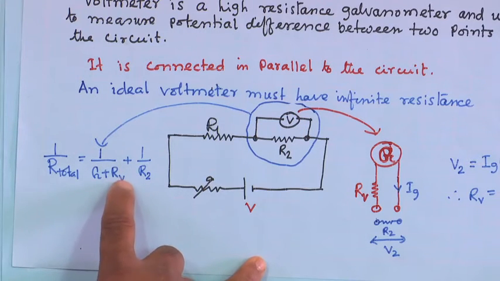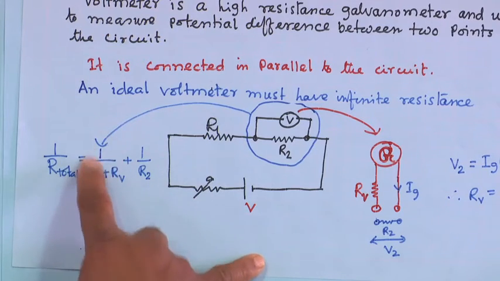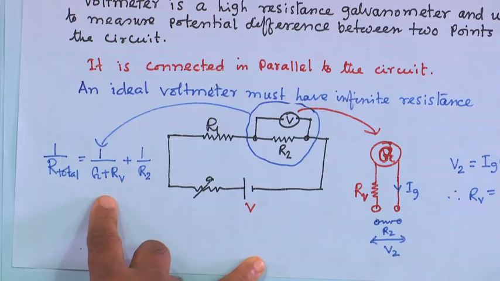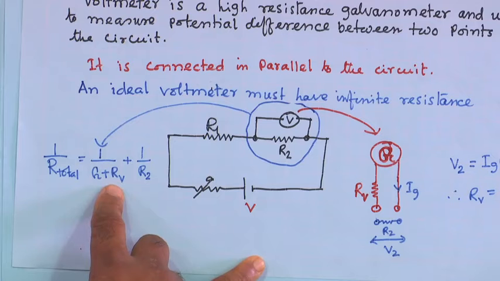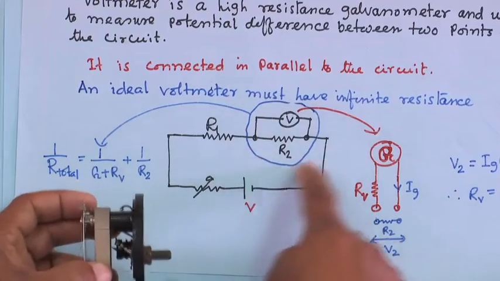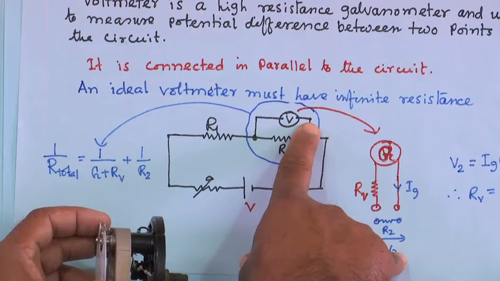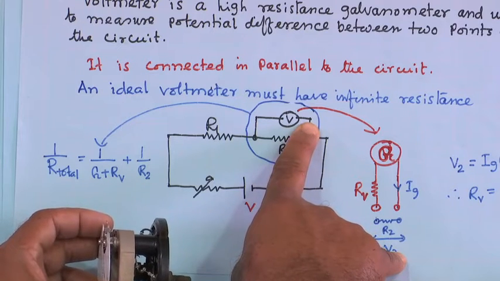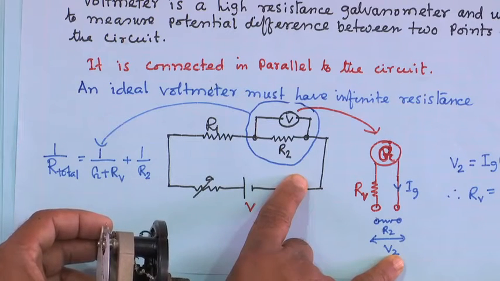Now, if this is very high, it is towards infinite. So 1 by this very high resistance is close to 0, and you can neglect this part. Then 1 by R total equals 1 by R2, that means R total equals R2. This part has the original resistance in the circuit. So the addition of the voltmeter is not changing the resistance in the circuit, and there will not be any change in the current in the circuit.